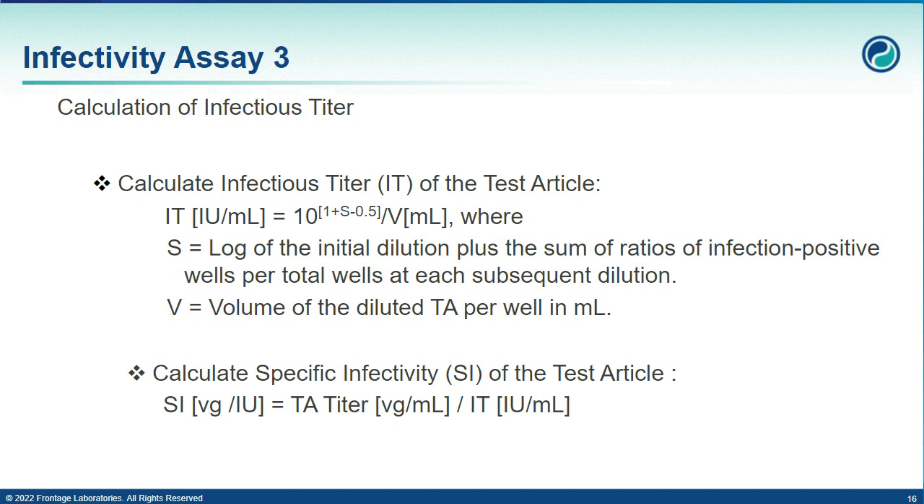After the amplification is done, we calculate the infectious titer of the test article by the formula here, and then calculate the specific infectivity of the test article by dividing the TA titer by the infectious titer, as shown here.